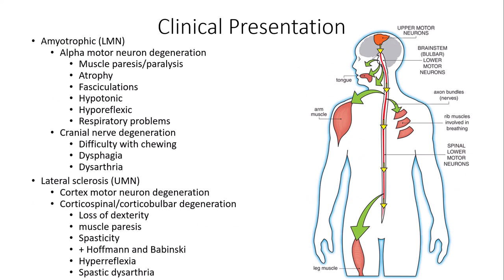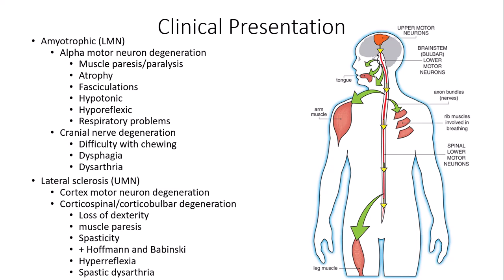Okay, clinical presentation here. We'll just go with the name. Amyotrophic to start out with, and amyotrophic is going to be lower motor neuron. That's the alpha motor neuron degeneration. If you remember, lower motor neurons present with paresis or paralysis or muscle weakness, muscle atrophy, fasciculations. Muscle is going to present with hypotonia. The patient is going to be hypo and/or areflexic, and they can also have respiratory problems.